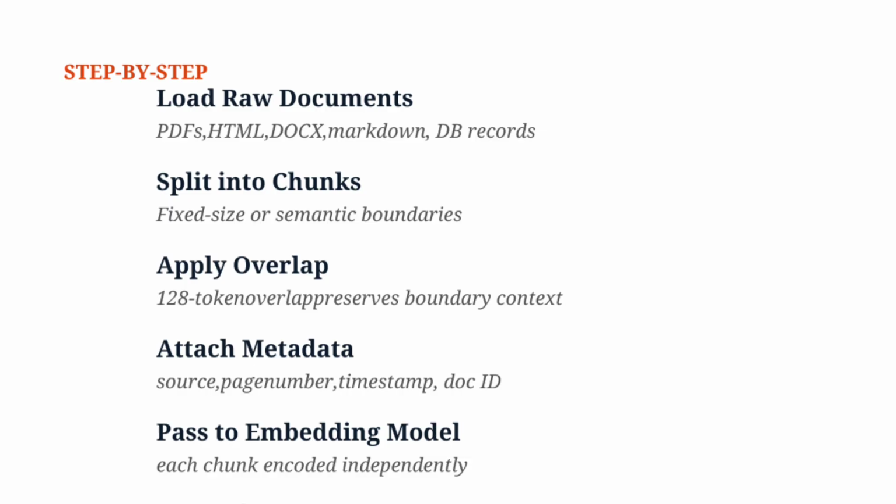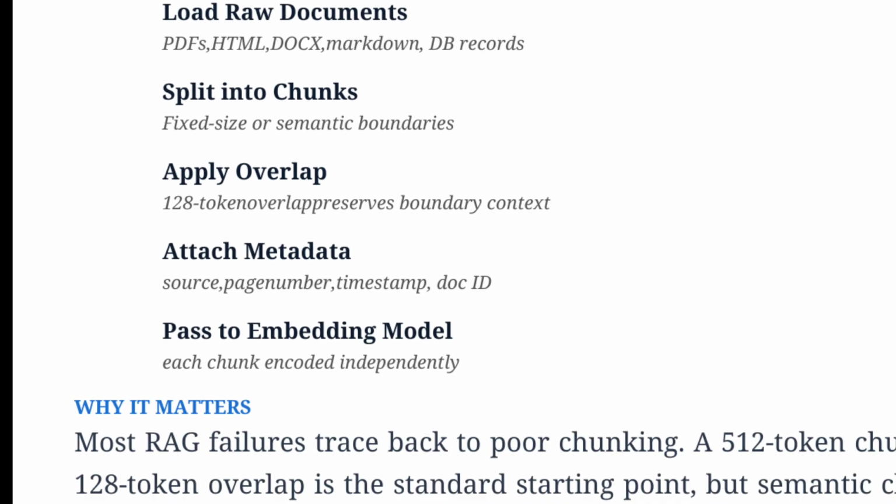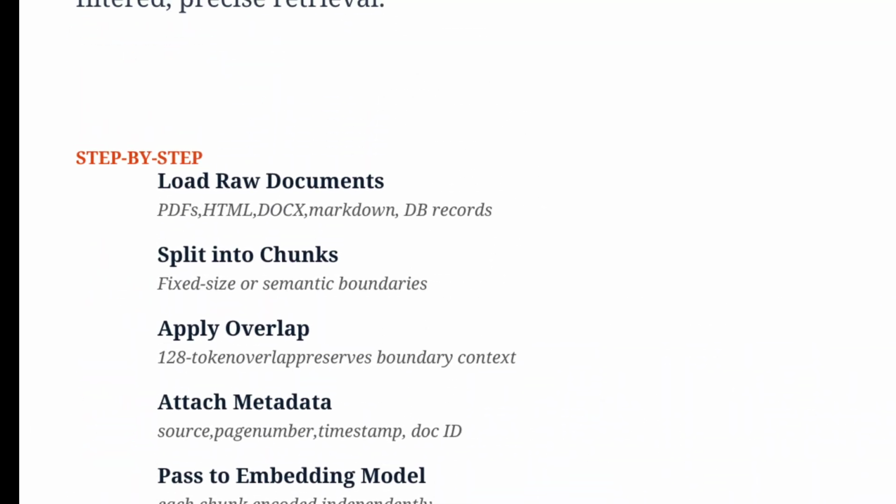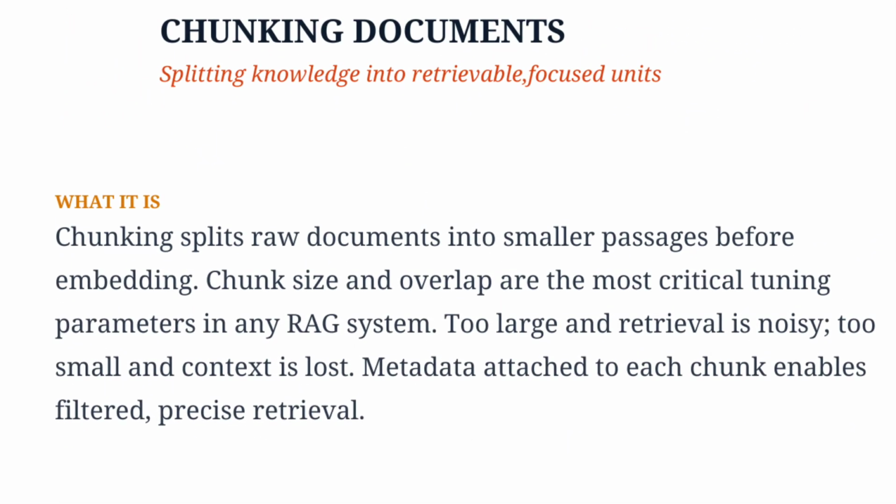The LLM at the end doesn't matter if retrieval is failing upstream. You can have the best language model in the world, but if it is reading the wrong chunk, it will produce a wrong answer confidently. Embedding quality comes first and everything else is second.